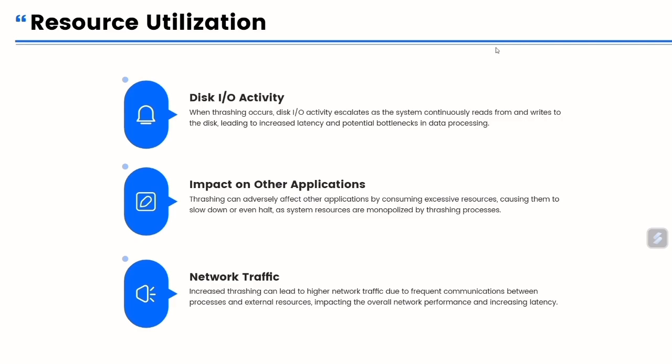Network traffic. Increased thrashing can lead to higher network traffic due to frequent communications between processes and external resources, impacting the overall network performance and increasing latency.